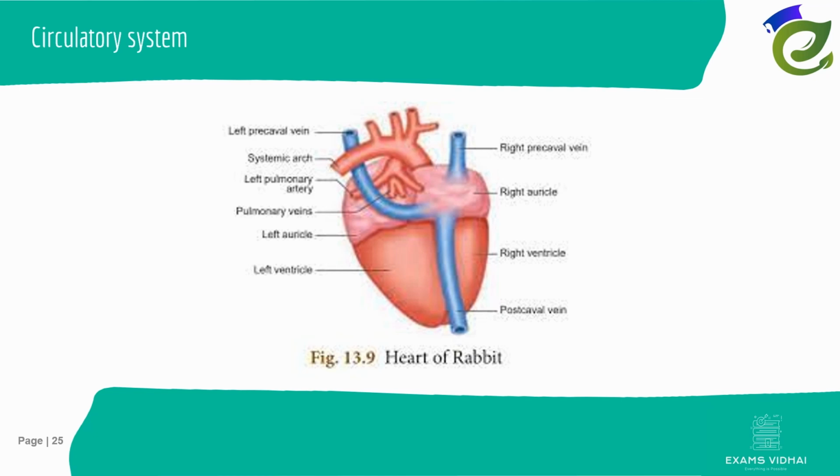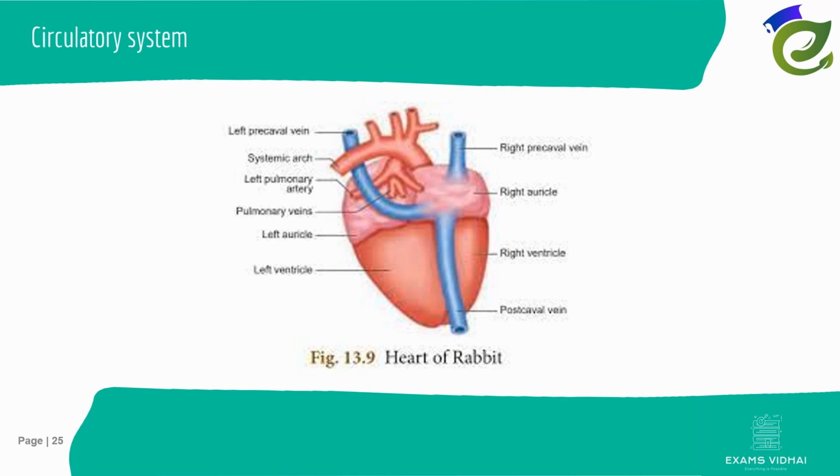The right auricle, as we know, opens into the right ventricle via the auriculo-ventricular aperture, which is guarded by the tricuspid valve on the right side, and on the left side it is guarded by the bicuspid or the mitral valve. And the openings of the pulmonary artery and the aorta are guarded by semilunar valves. Now, as we know, the right auricle receives deoxygenated blood, and the left auricle receives oxygenated blood.